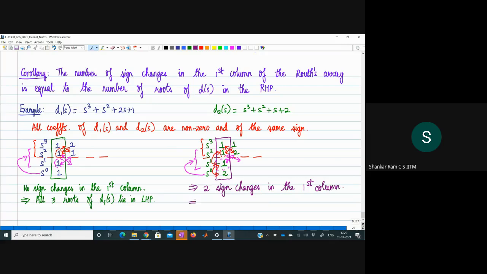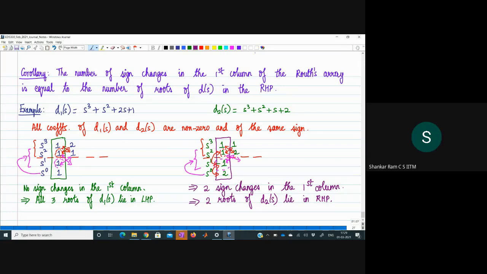So what does this imply? Two roots of D2 of S lie in the right half complex plane. Professor, in case S0 is minus 2, will it be only one sign change? Exactly. If S0 were minus 2, we need to count it as only one sign change. Yes, that's right.